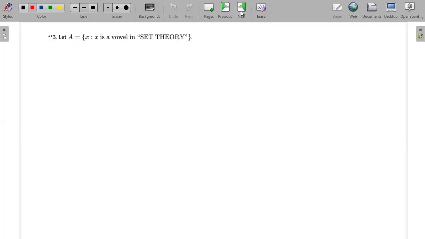All right, we move to question 3. Question 3, they're saying let set A be a set of all x's such that x is a vowel in this word here. So we know what vowels are, right? Those are A, E, I, O, U. These are vowels. So we want to list this set now into roster form.